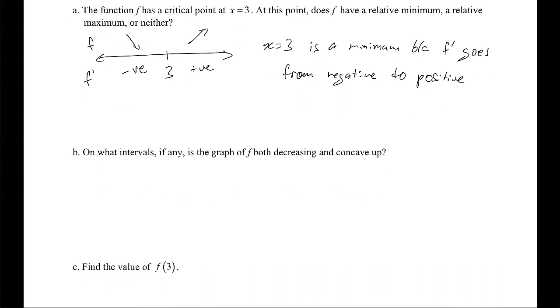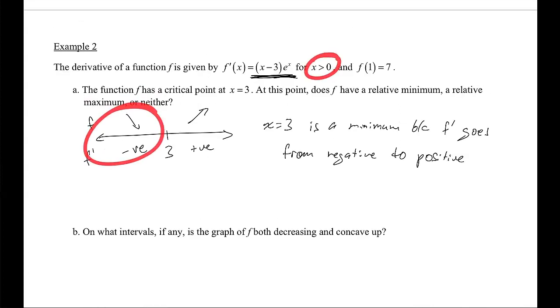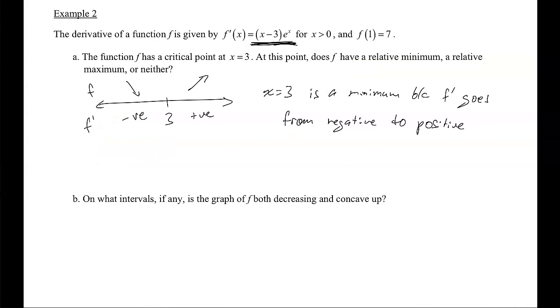On what intervals is the graph both decreasing and concave up? So I'm decreasing from 0 to 3. Notice it's for x greater than 0, so it has to be somewhere between 0 and 3. But if I'm concave up, that just means my second derivative has to be greater than 0.